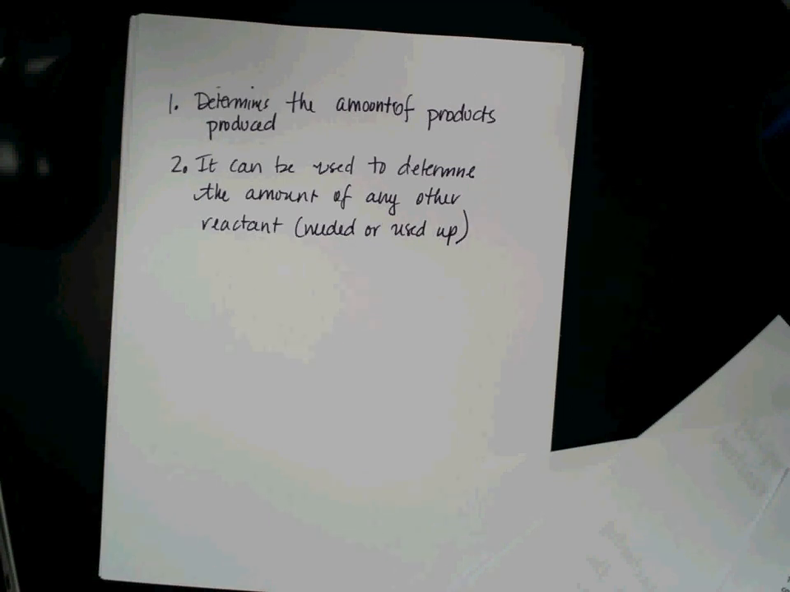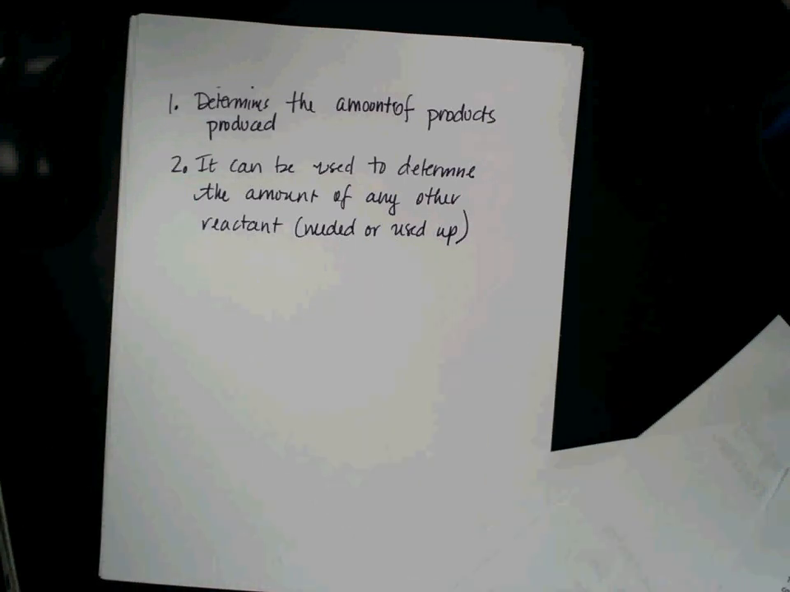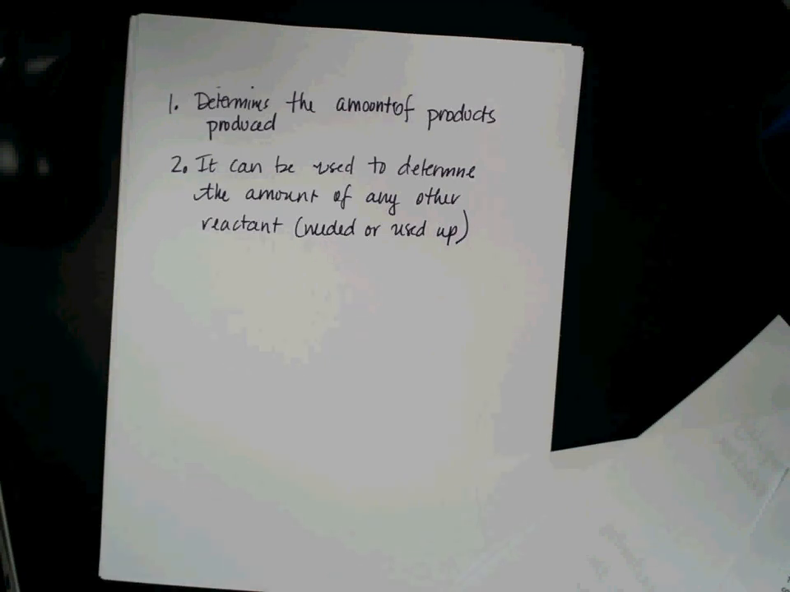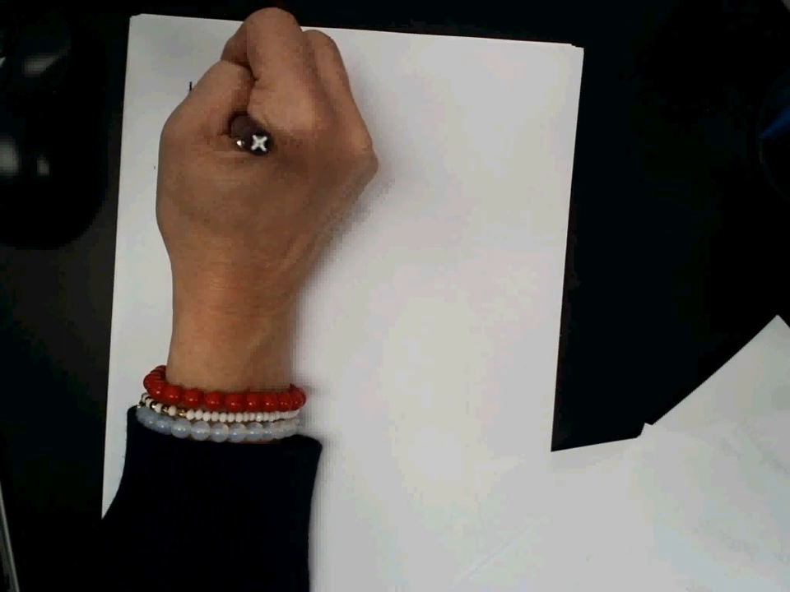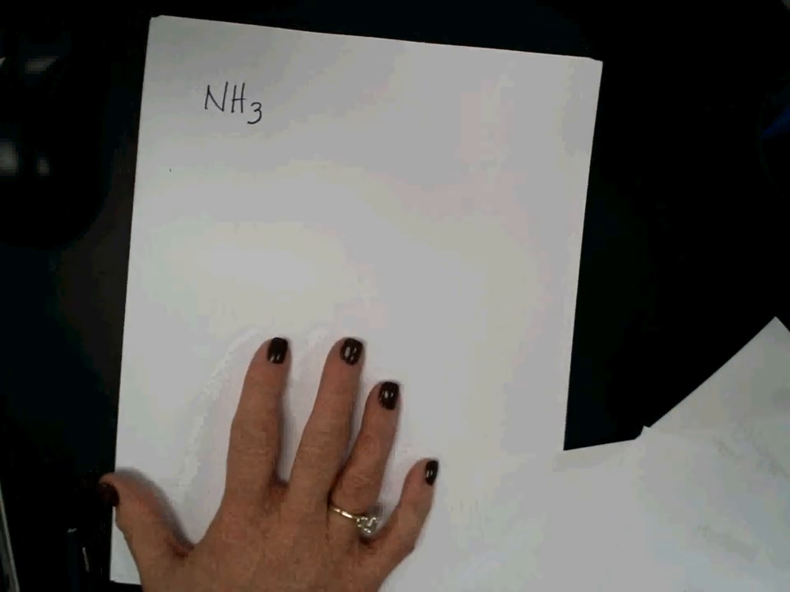What problem are we on? I've lost problem 4. Okay, problem 4. Let's look at it because it's the first one to deal with limiting and excess. I want you to read that. Okay, I will tell you this. Ammonia is NH3 if you don't know that. See if you can write the equation this time. Write the valid equation. Write it and balance it.